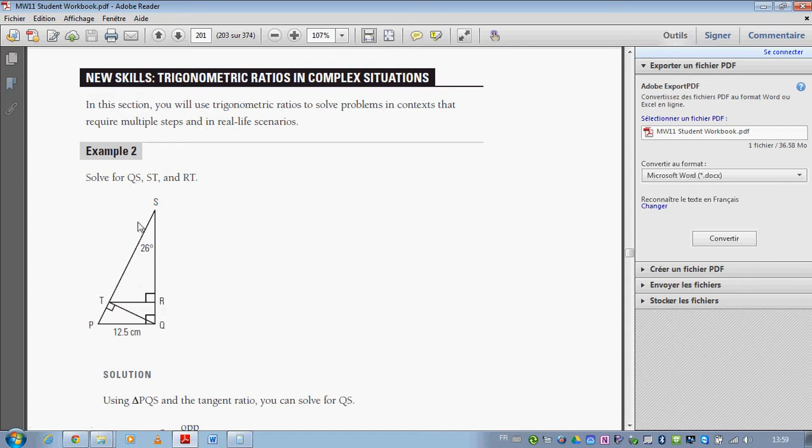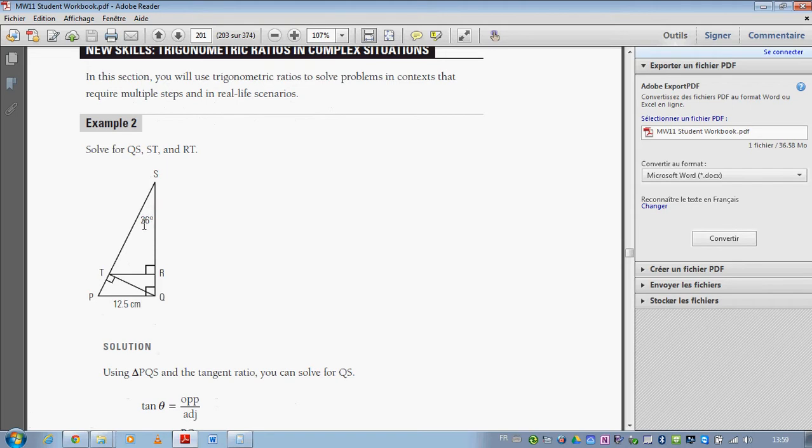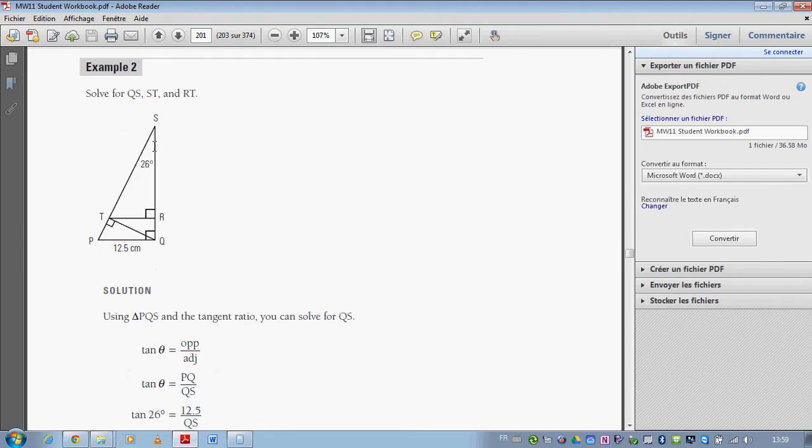And actually, looking at that, we can see that using the tangent ratio, we're going to be able to figure out what QS is. That's because if you have the angle, and you've got the side that's opposite the angle, and you're trying to figure out what QS is, well, that side right here is the side that's adjacent. Okay? So at this point, you've got the tangent of 26 is equal to the opposite side divided by the adjacent side, and that's what they write right here. So the tangent of 26 is equal to your opposite side divided by your adjacent side.